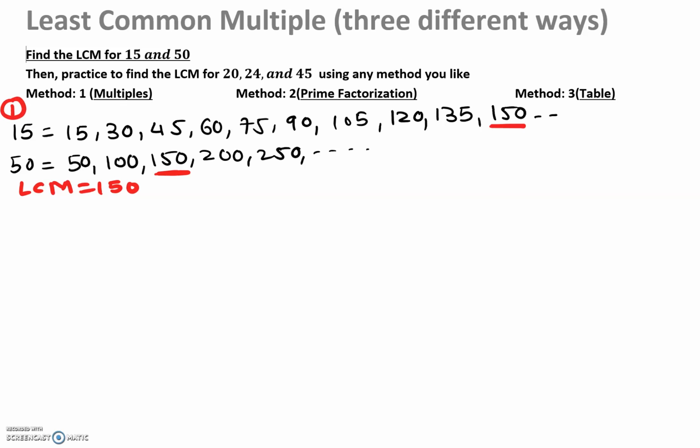Let's go for method 2. Method 2 is the prime factorization method. That means we're going to use the prime numbers to do the prime factorization and find the LCM. So we have two numbers, 15 and 50. We're going to place 15 here and 50 here. We're going to use prime numbers to do the prime factorization.